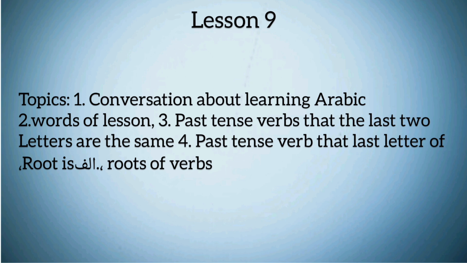In the previous part 1, we had some spoken terms, conversation about learning Arabic and words of the lesson. But in this part 2 of lesson 9, we're going to be talking about past tense verbs where the last two letters are the same, and past tense verbs where the last letter of the root is alif. In lesson 8, we discussed two types of conjugation. If you haven't watched them, make sure to watch them because it's really crucial to understand this lesson. Okay, let's get into that.